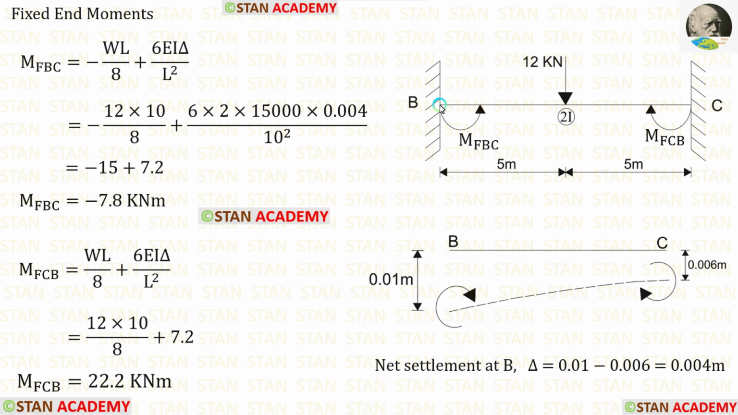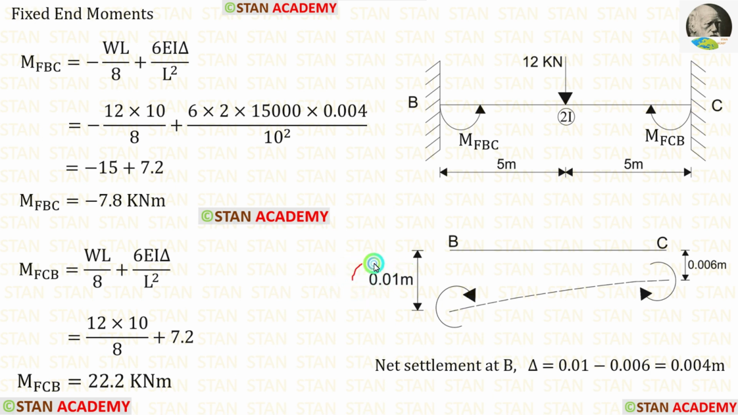Now let us find the fixed end moments in the span BC. In the span BC also, there is a point load acting in the center. The formulas for the fixed end moments are minus WL upon 8 and positive WL upon 8. In the span BC, the support in the point B sinks by 0.01 meter. The support in the point C sinks by 0.006 meter.